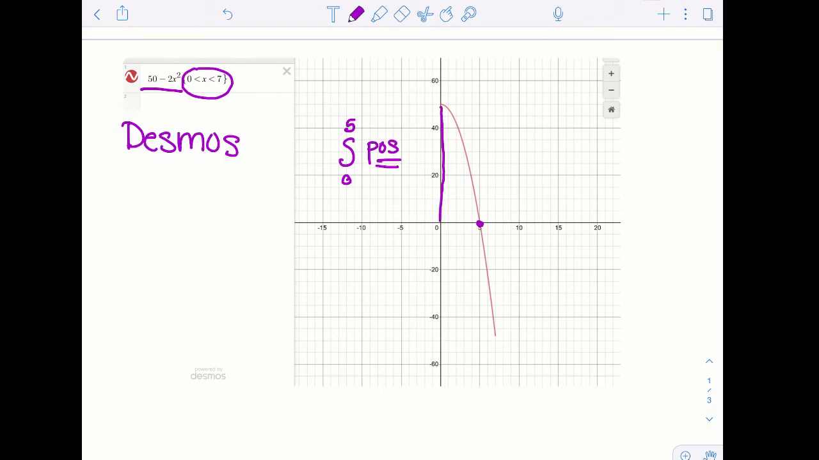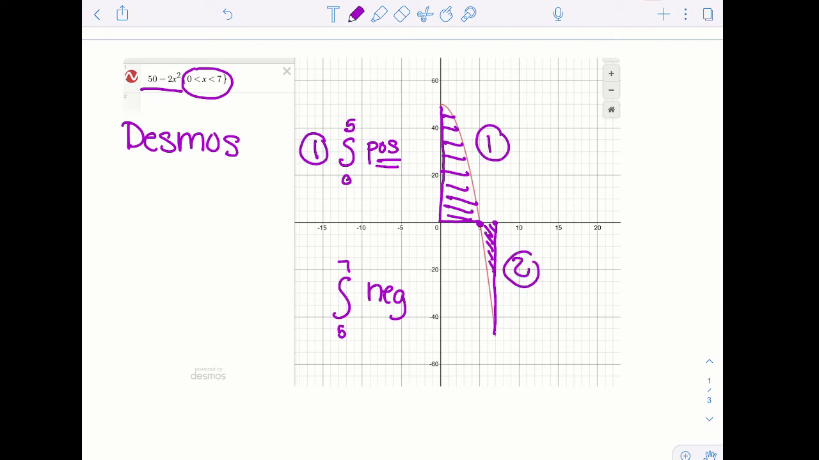And that's going to give us the area here. Then the integral from 5 to 7 is going to be negative, and that's the area in this region right here. So I'll call these area 1 and area 2. Area 2 here, well, I shouldn't say area, but the value from the integral is going to be negative, and then we're just going to convert it to positive. Our final area is just adding the two positive values together.